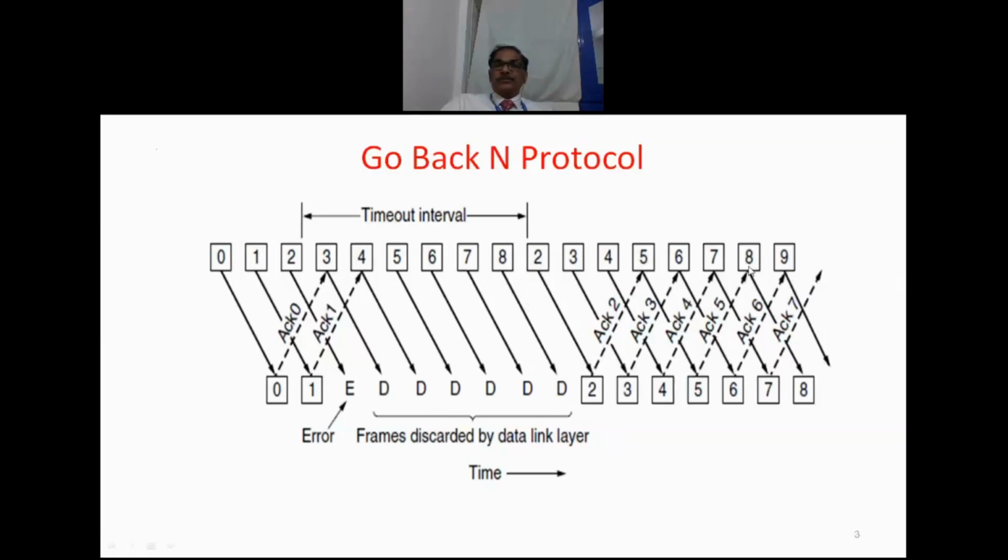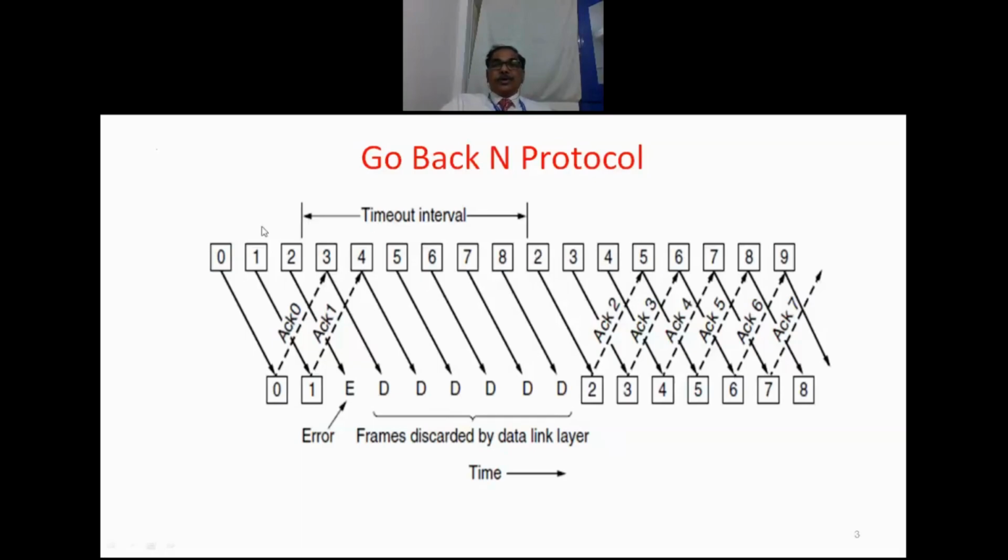Okay. So total how many units of time? Up to this, 16 units of time. So 5 frames are being sent, 5 plus 0 is 6. So 6 frames are transmitted in 16 frame times. That is in the case of stop and wait.